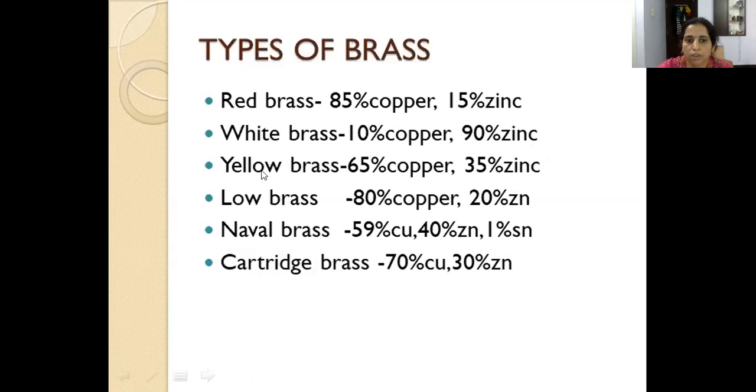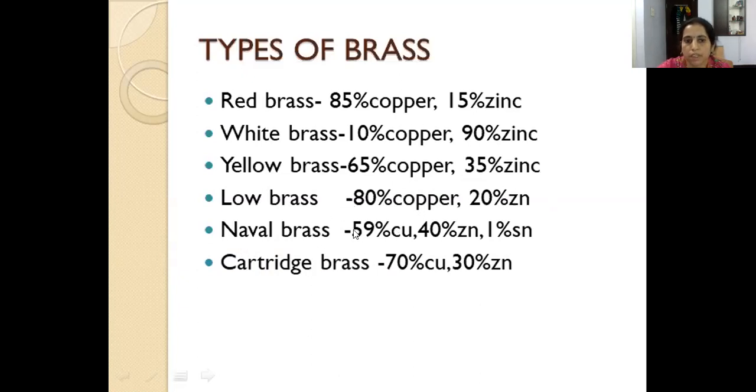Next we are talking of yellow brass, which consists of 65% copper and 35% zinc. It is also called standard brass. It is used in many plumbing applications. It is also used for screws, nuts, bolts. So for many purposes it is used. Yellow brass is called standard brass. Next is low brass. It is moderately stronger and consists of 80% copper and 20% zinc. It is used in musical instruments and decorative items.